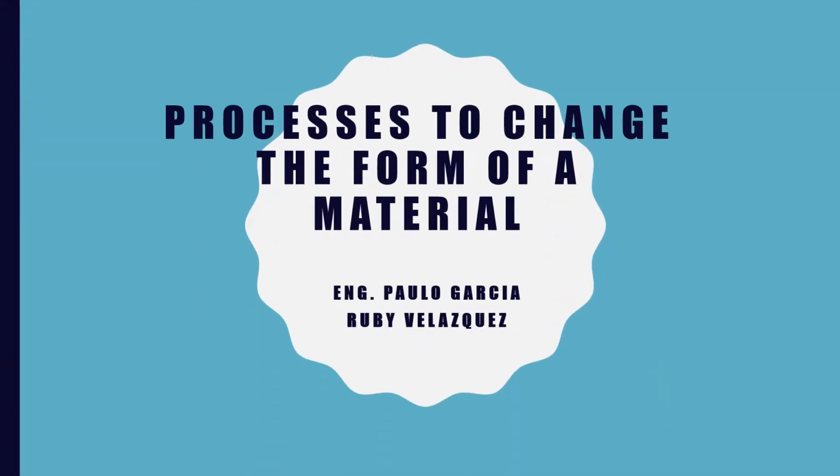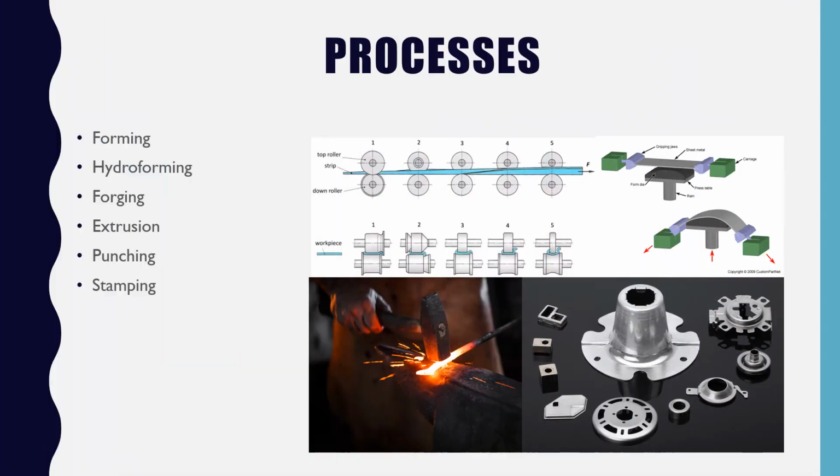Hello, today I'm going to talk about 6 processes that change the form of material. Well, the processes are forming, hydroforming, forging, extrusion, punching, and stamping.